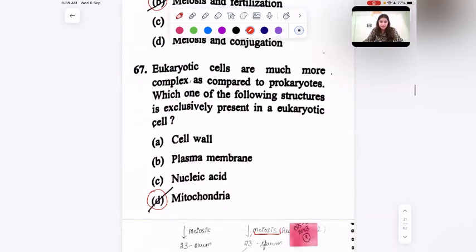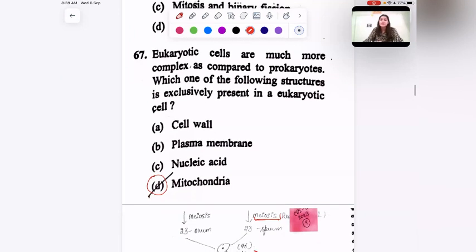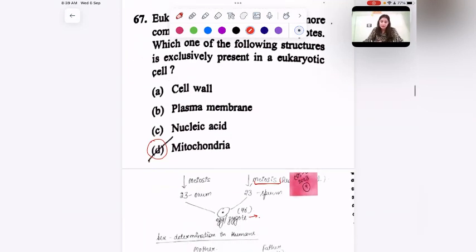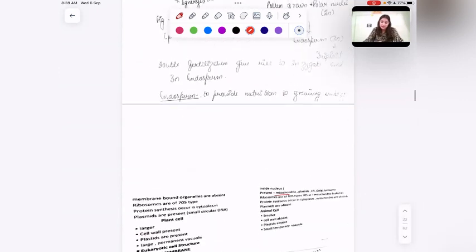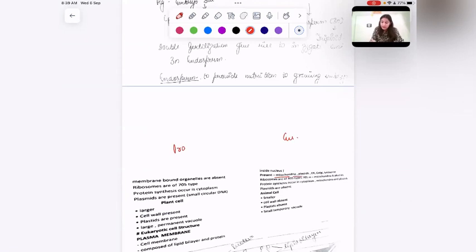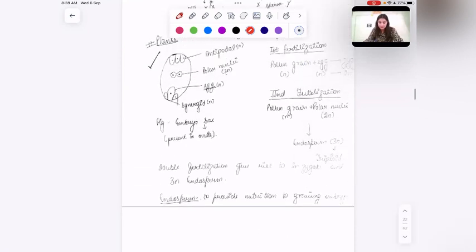Next, difference between eukaryotic and prokaryotic. Which one of the following structures is exclusively present in eukaryotic? So here differences are given between prokaryotic and eukaryotic. In eukaryotic, it's written mitochondria, plastid, and all such organelles are only present in eukaryotic. So option D is our answer.